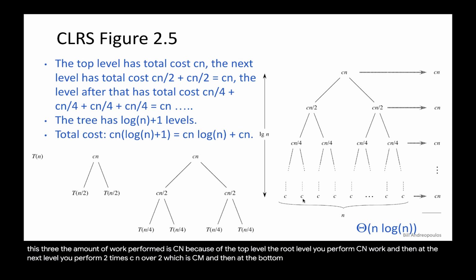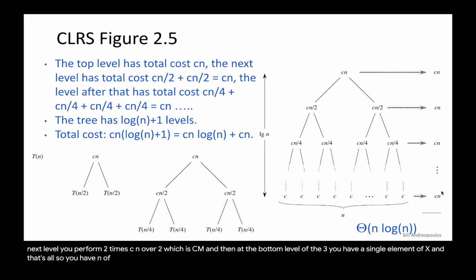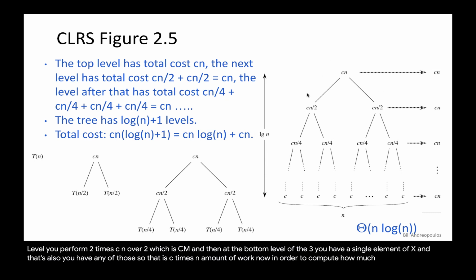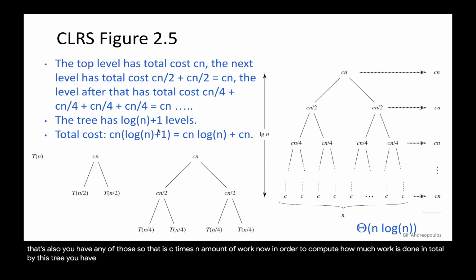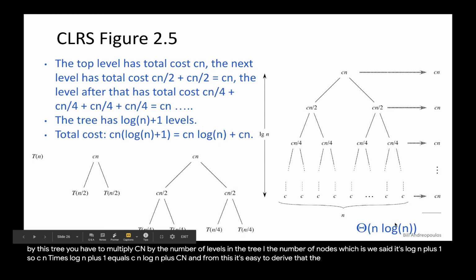Now in order to compute how much work is done in total by this tree, you have to multiply Cn times the number of levels in the tree, and the number of levels in the tree is log n plus 1. So Cn times (log n plus 1) equals Cn log n plus Cn. And from this it's easy to derive that the upper bound on the runtime is theta of n log n.